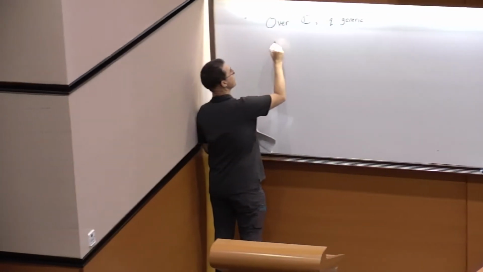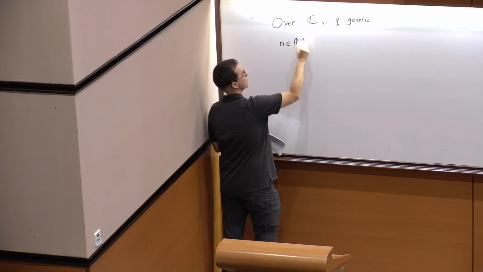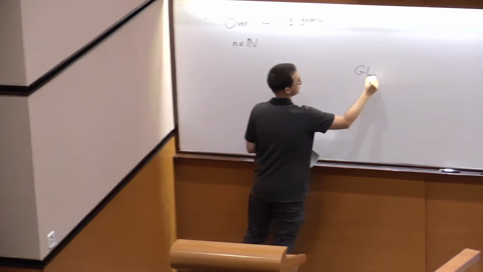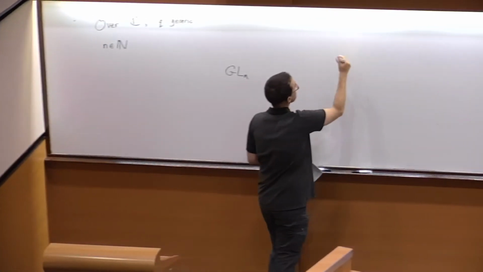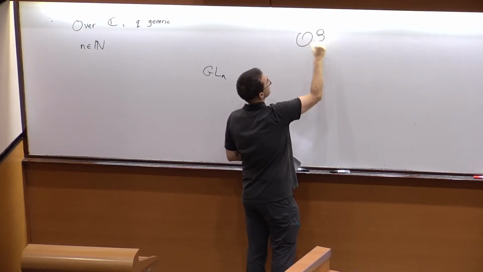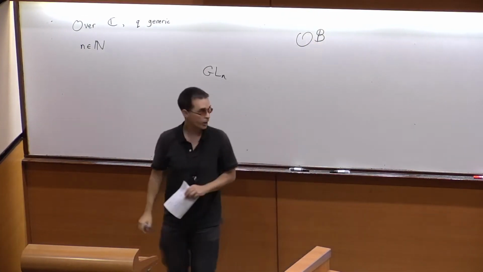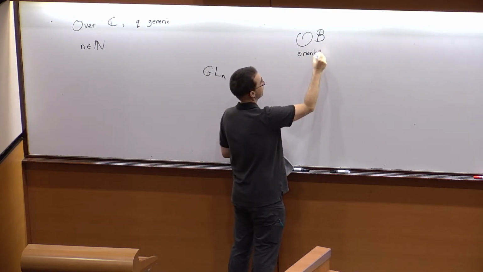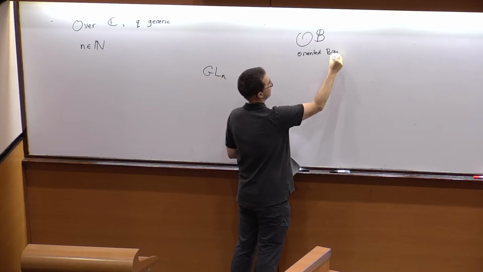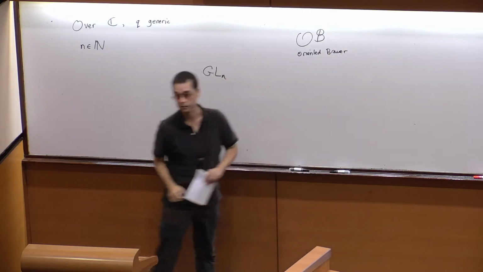So I guess we've got to fix a natural number, as in GL_n. And I need to tell you just a little bit about something that I call OB. OB stands for Oriented Brauer. So this is a category.